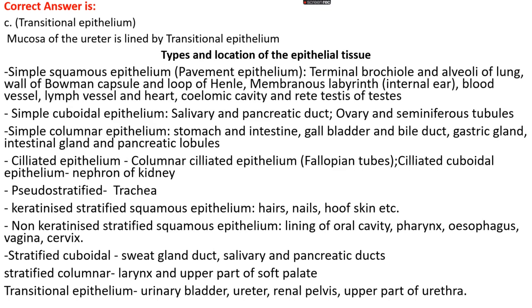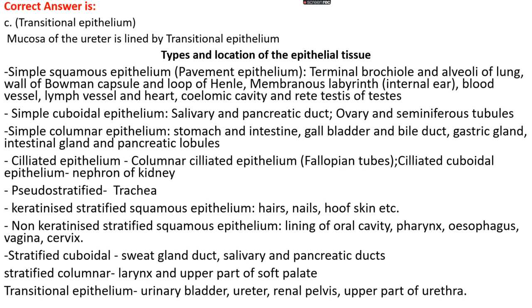Second is simple cuboidal epithelium, which mainly lines salivary and pancreatic ducts, ovary and seminiferous tubules. Third is simple columnar epithelium, which mainly lines the stomach and intestine, gallbladder and bile duct, gastric glands, intestinal glands, and pancreatic lobules.